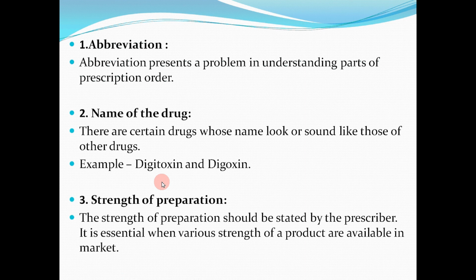Next, strength of the preparation. The strength of the preparation should be stated by the prescriber only, and it is essential when various strengths of the product are available in the market. Whatever strength is stated by the prescriber, only by this strength is the preparation made. This is the third error of the prescription.